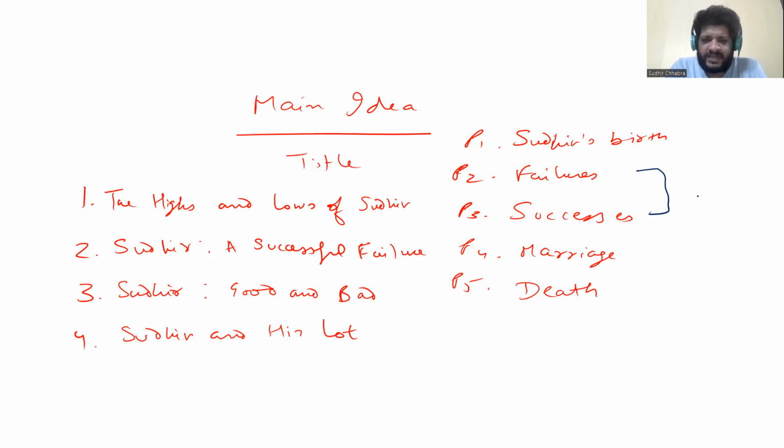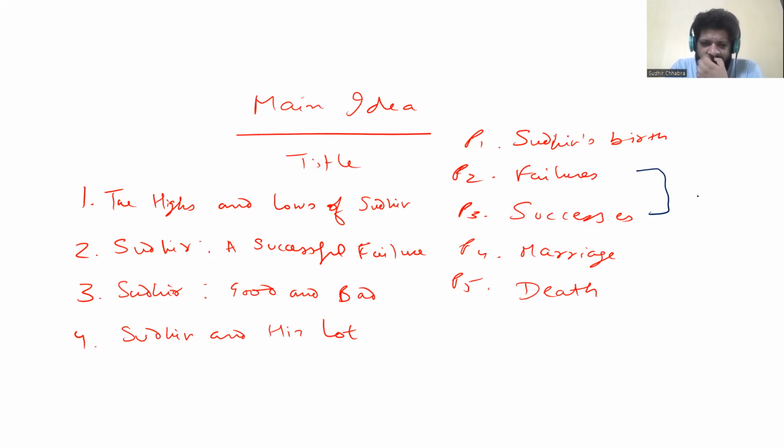Sudhir, a successful failure. So this could have been a title to a passage that would have proven me a failure, but who had perhaps encouraged a lot of people. That is why even after being a failure, I would have been successful. Doesn't seem to be the case with this passage because it talks about failures and successes separately. So, and also where is marriage and all those things.